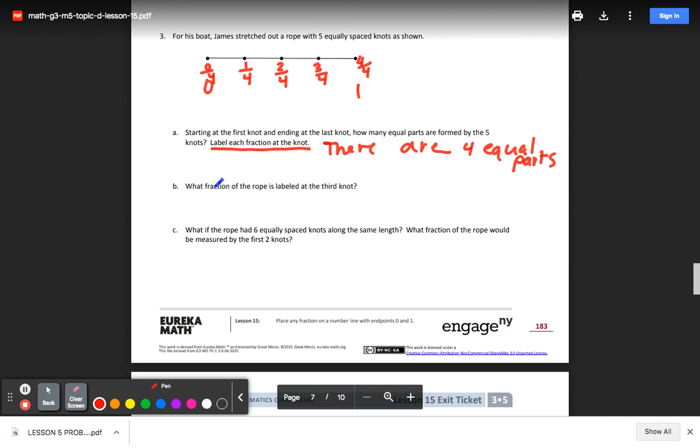Okay. What fraction of the rope is labeled at the third knot? Well, let's count. Here's knot 1, knot 2, knot 3. So right here is where knot 3 is. So we can answer this as saying 2 fourths is labeled at the third knot.